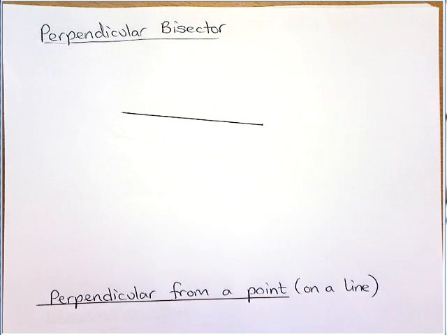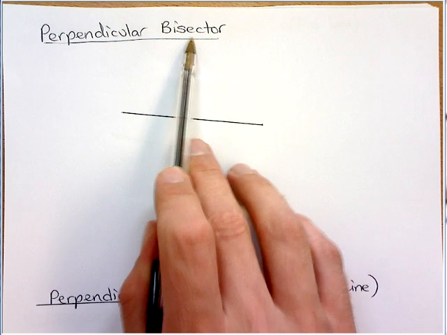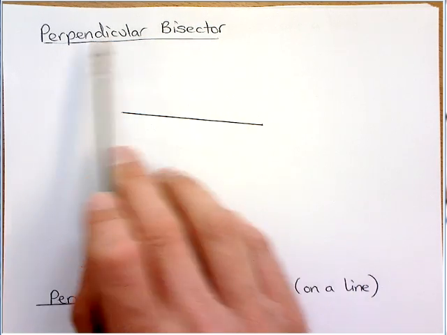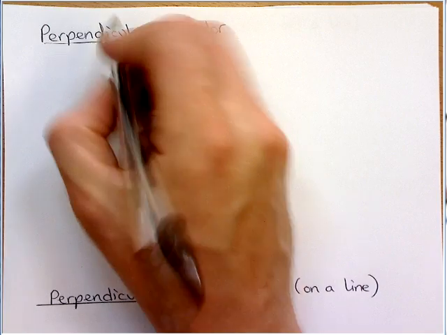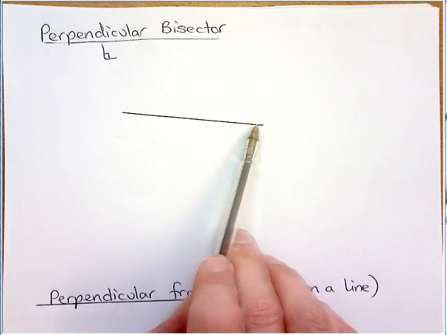Hi guys, now we're going to have a look at some constructions. So, perpendicular bisector, it's really important you understand what the words mean first. Bisect something means cut it in half, and perpendicular means right angles. So we're going to create a right angle exactly halfway along this line.